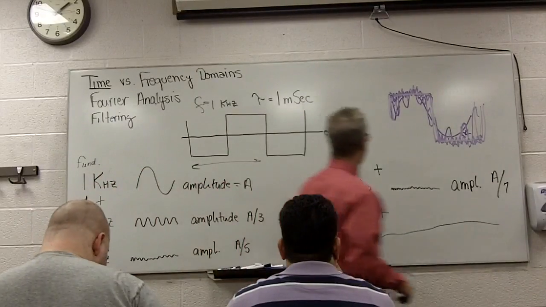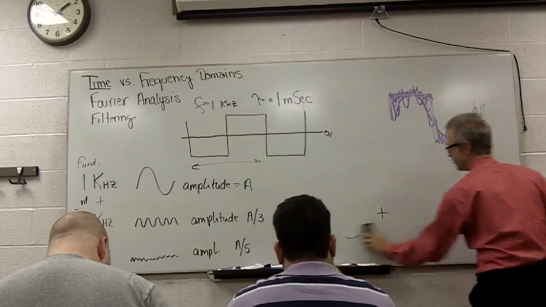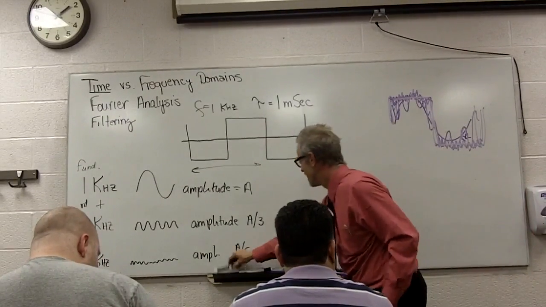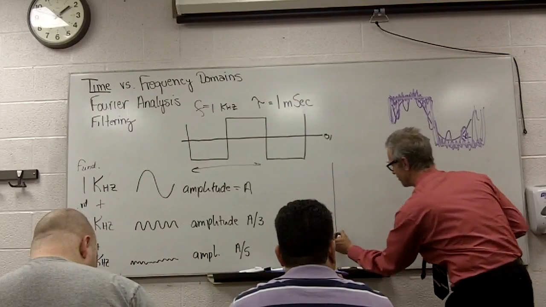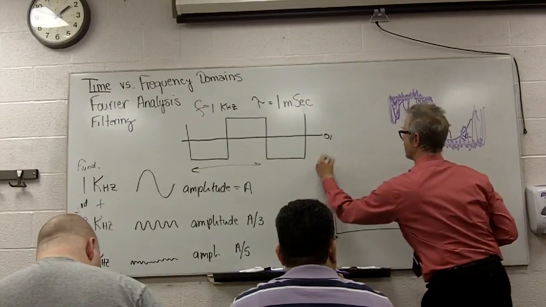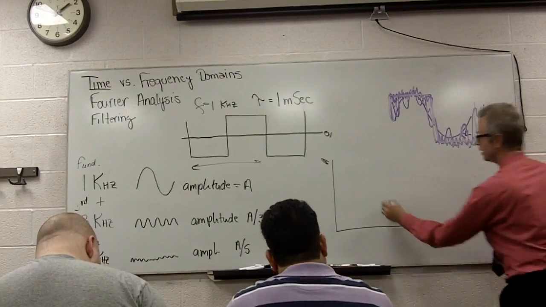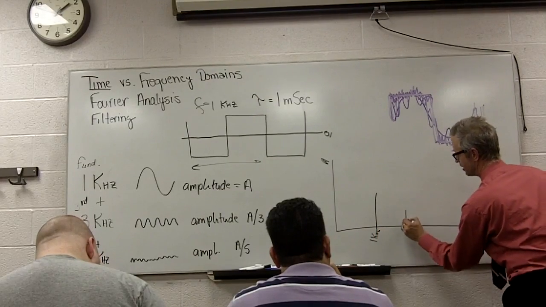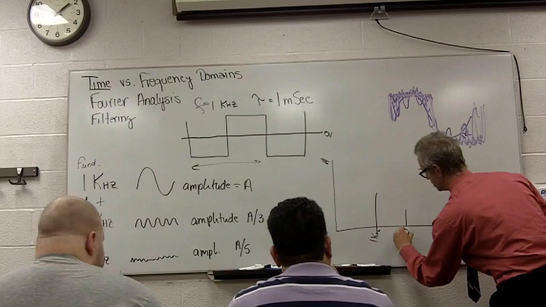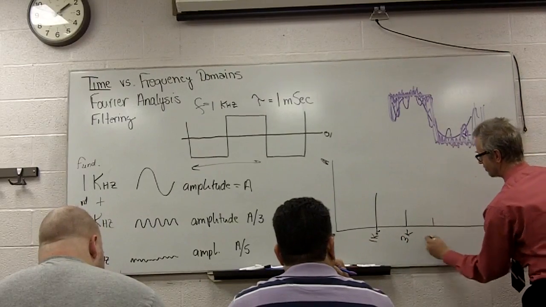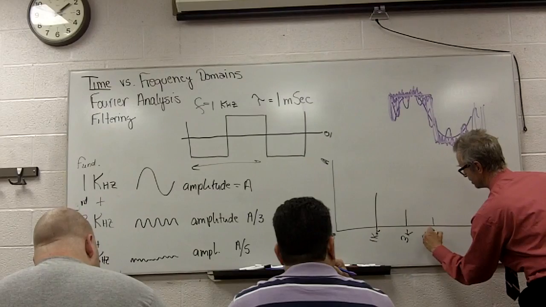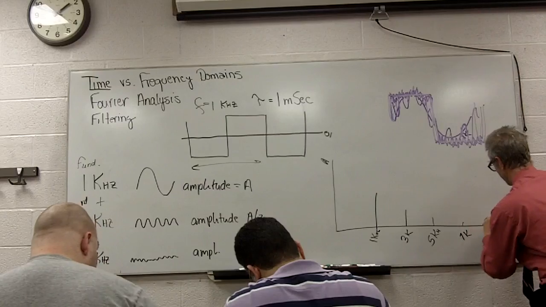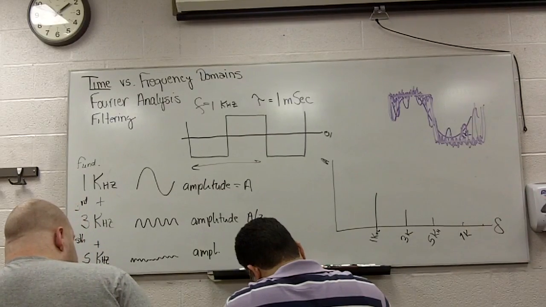In the frequency domain, it's really simple to see this. If I pump the square wave into a spectrum analyzer, what I'm going to get is something like this. Here's my amplitude, here's my frequency, here's 1 kilohertz, here's 3 kilohertz, and it's about 1/3 of that. Here's 5 kilohertz, it's about 1/5 of that. 7 kilohertz, and we'll get littler ones all the way up basically to infinity.